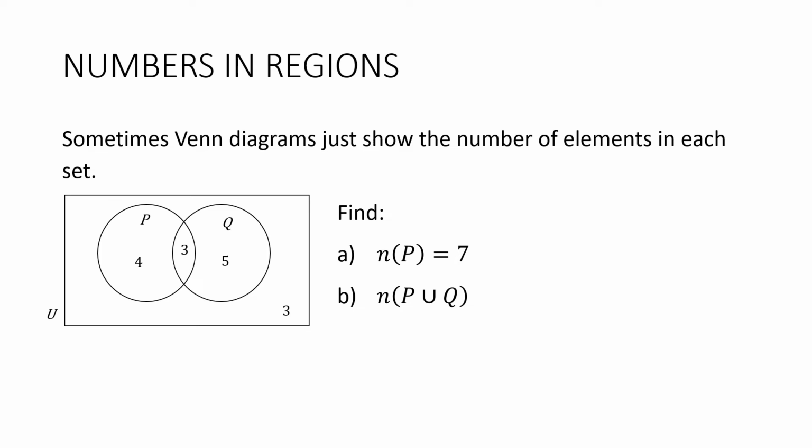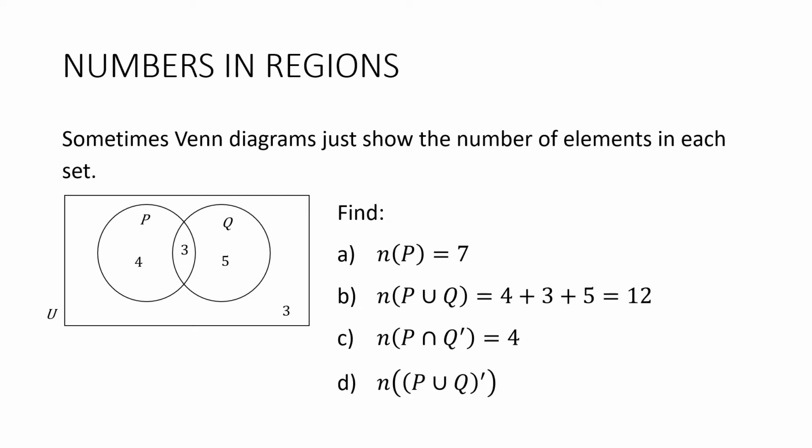The number of elements in P union Q is everything in P plus everything in Q, but we don't double up. So we want 4 plus 3 plus 5, which is 12. The number of elements in P intersection not Q, so in P but not in Q, so just this part here, that's 4.